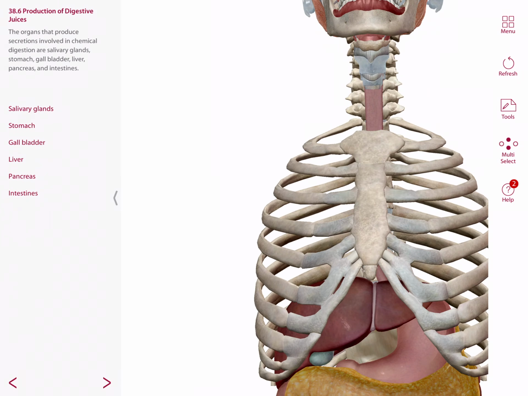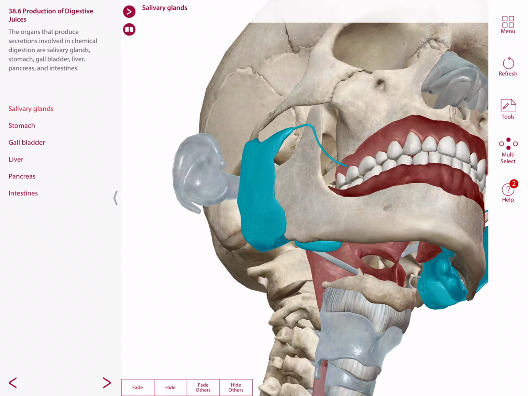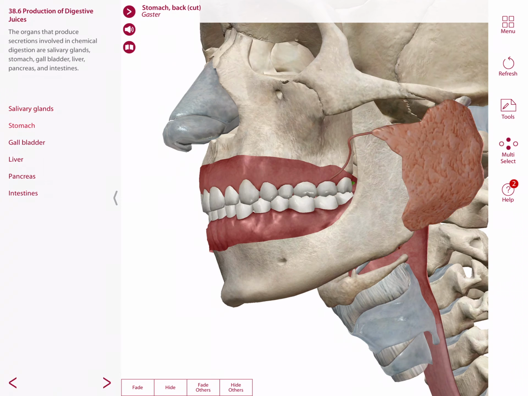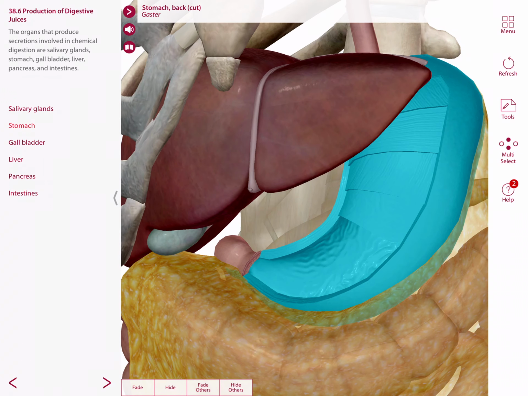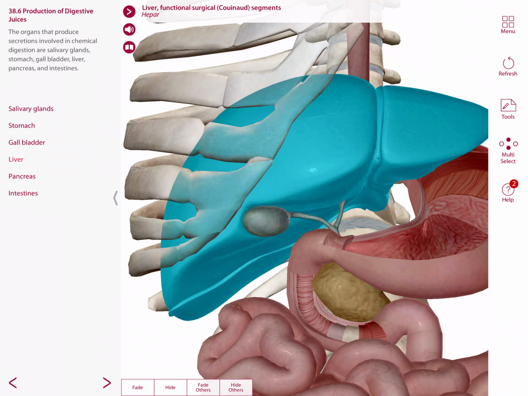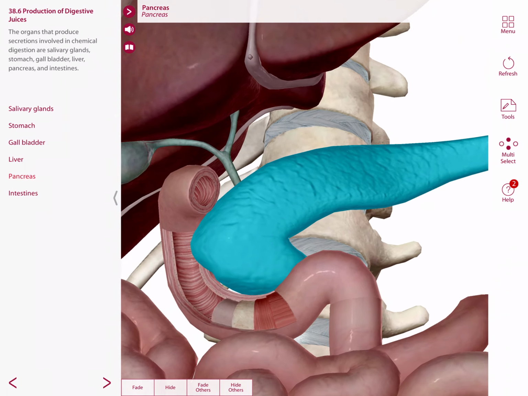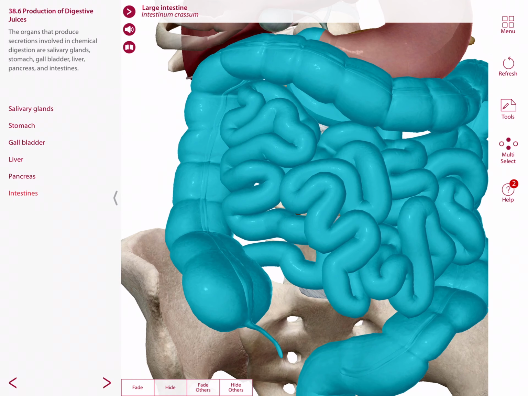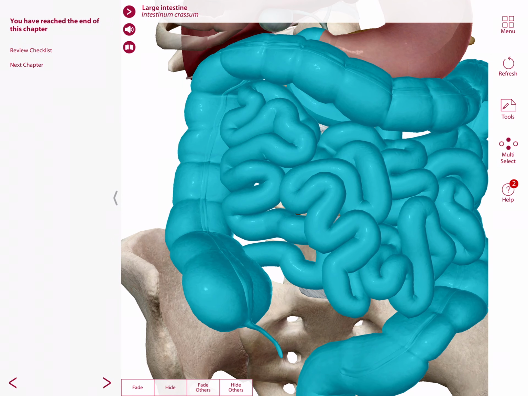Here's our production of digestive juices. There's your salivary glands, your stomach, gallbladder, liver, pancreas, and of course your intestines. That is the end of the introduction. Now we will continue on into the oral cavity for our next video.